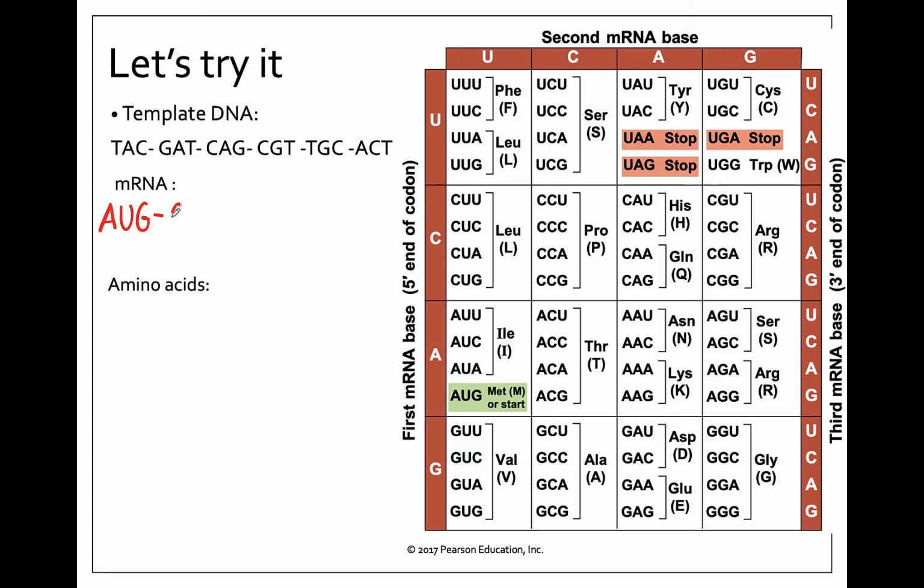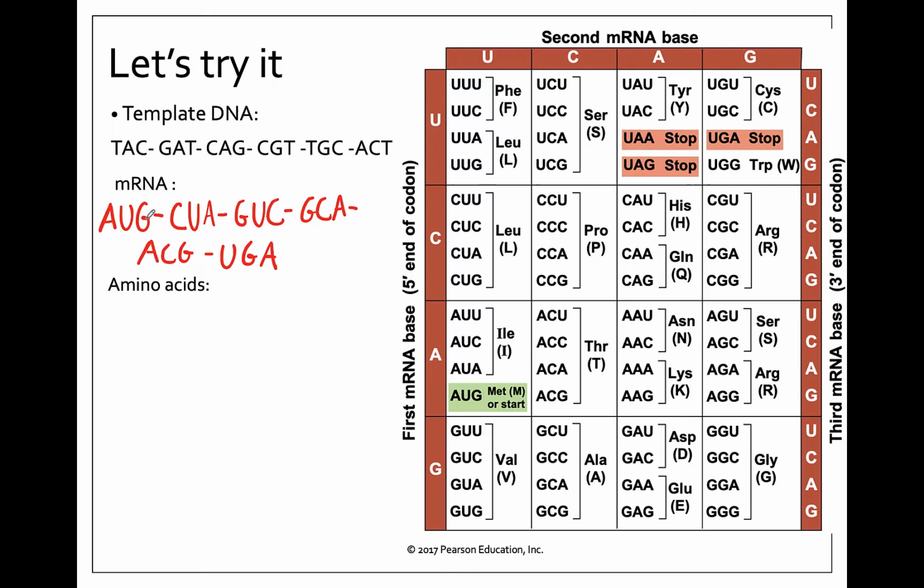GAT is going to be CUA. CAG will code with GUC. CGT would code with GCA. TGC will code with ACG. And then ACT will code with UGA. So those are my messenger RNA codons.